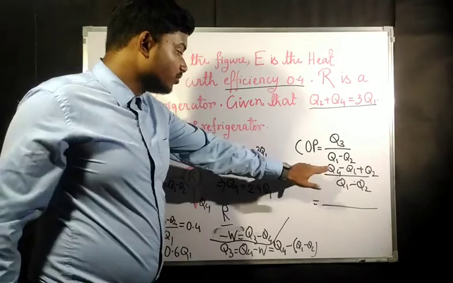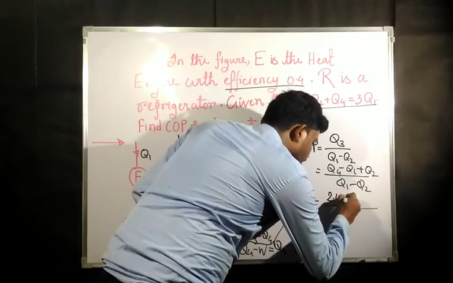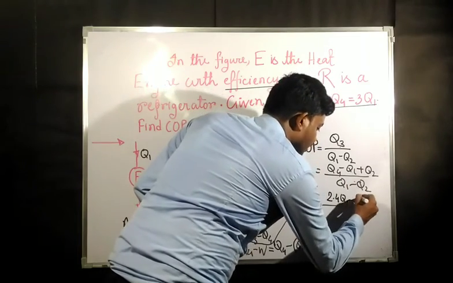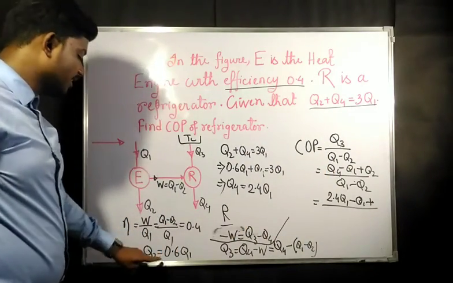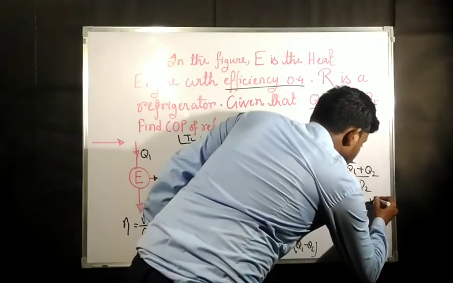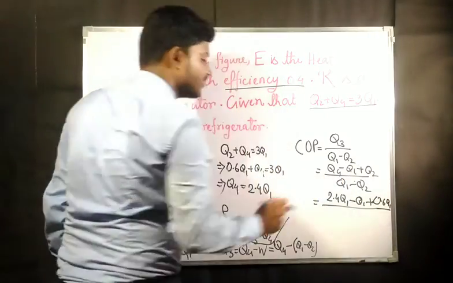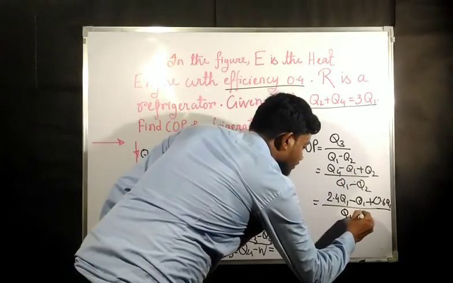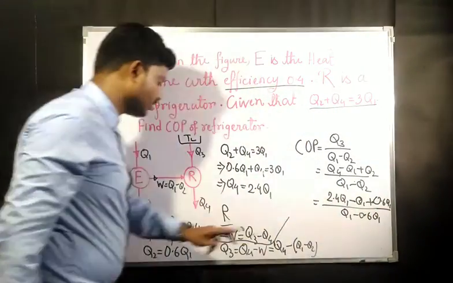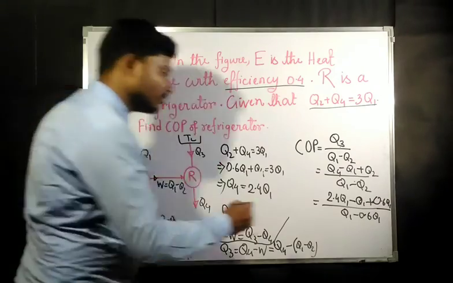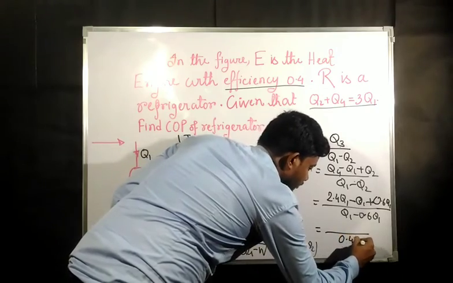So Q4 is nothing but our 2.4 Q1. So we can write 2.4 Q1, minus Q1, which is in terms of Q1 only, plus Q2. Q2 is nothing but 0.6 of Q1, so it is 0.6 of Q1. And in the denominator, Q1 minus Q2 is Q1 minus 0.6 of Q1, because Q2 is equal to 0.6 of Q1. If you calculate this in the denominator, it will be 0.4 Q1.